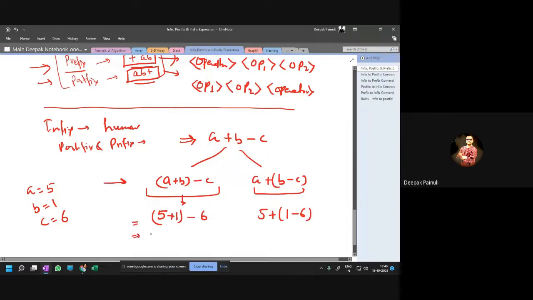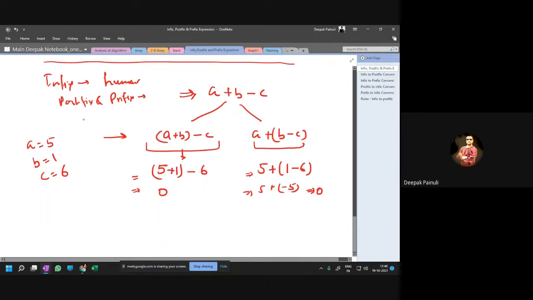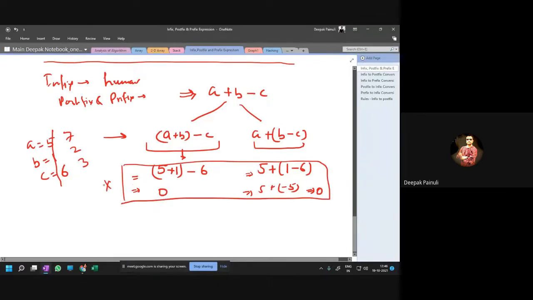So you will come to know, in this case it will be 0, and in this case it will be 1 minus 5, 6 minus 5, minus 5 plus 5. In this case it is also coming 0. Then there is no problem. But let's check for other values. Let's check 7, 2, 3, because for these values it is coming the same. Now come to different values.